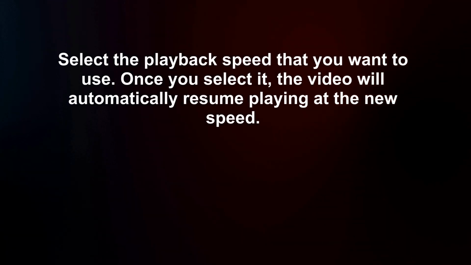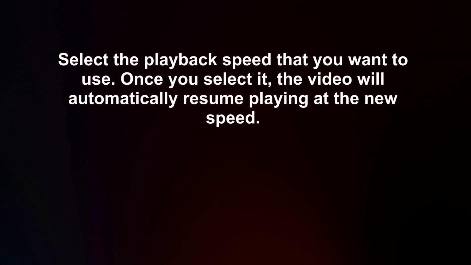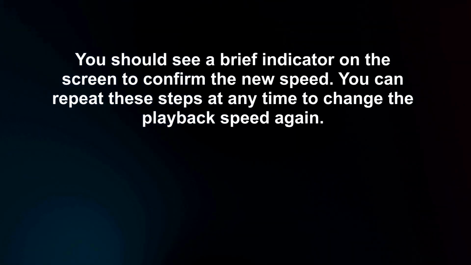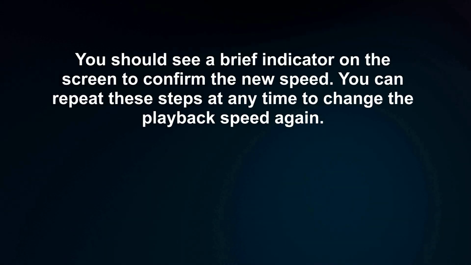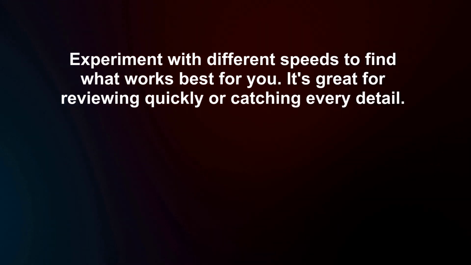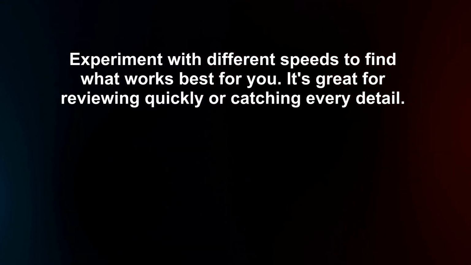Select the playback speed that you want to use. Once you select it, the video will automatically resume playing at the new speed. You should see a brief indicator on the screen to confirm the new speed. You can repeat these steps at any time to change the playback speed again. Experiment with different speeds to find what works best for you. It's great for reviewing quickly or catching every detail.